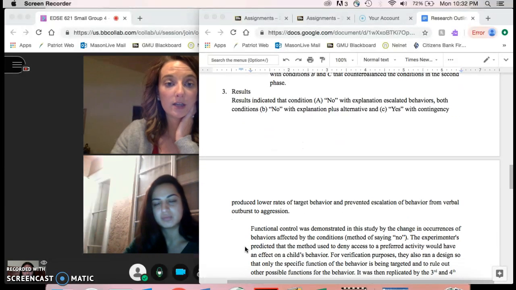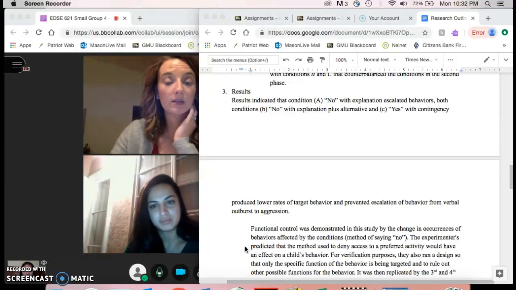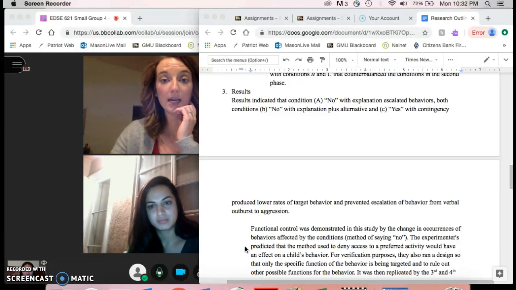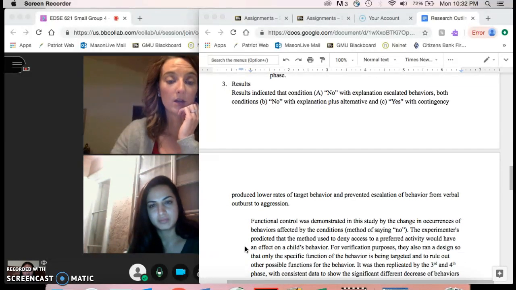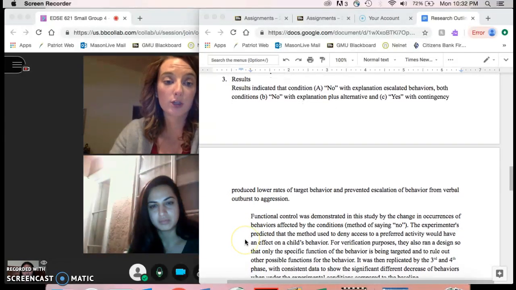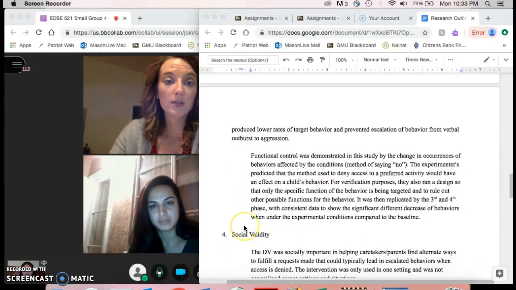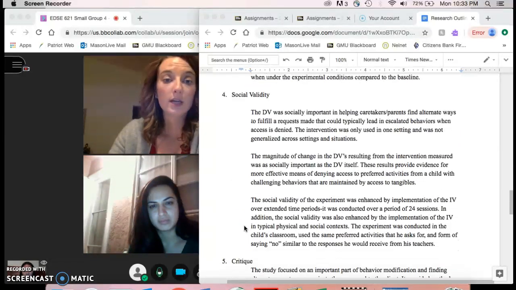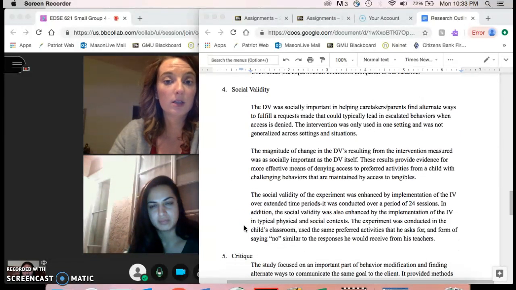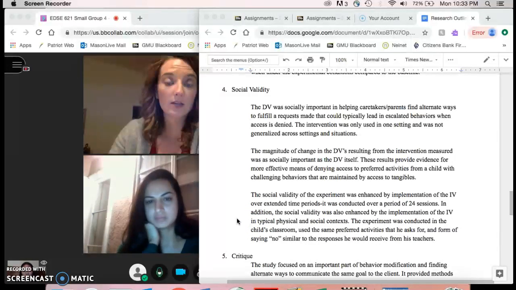The results indicated that condition A, no with the explanation, escalated behaviors, while both condition B, no with an explanation plus an alternative, and C, yes, the contingency, produced lower rates of target behavior and prevented escalation of behavior from verbal outbursts to aggression. Social validity: the dependent variable was socially important in helping caretakers and parents find alternative ways to fulfill a request made that could typically lead to escalating behaviors when access is denied.